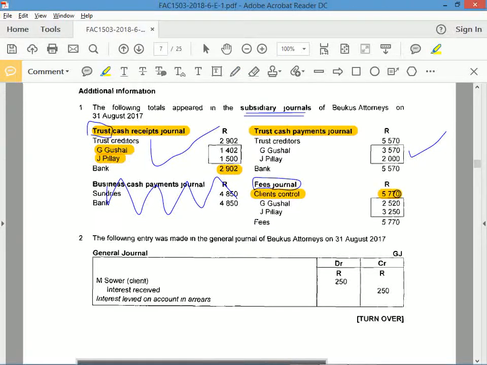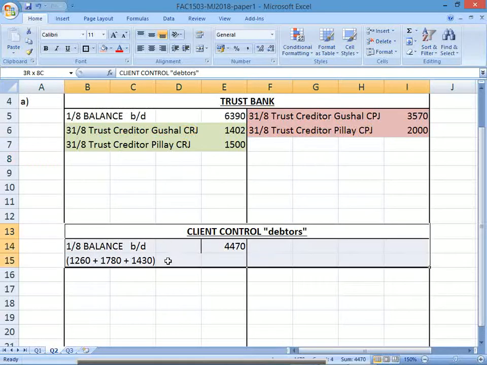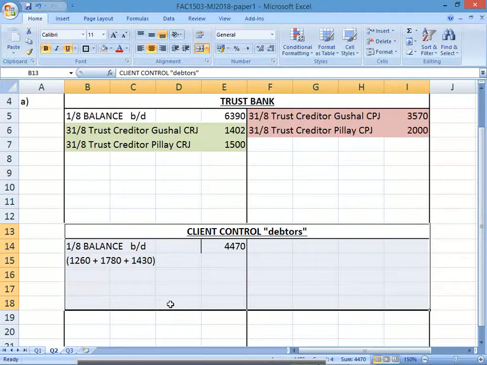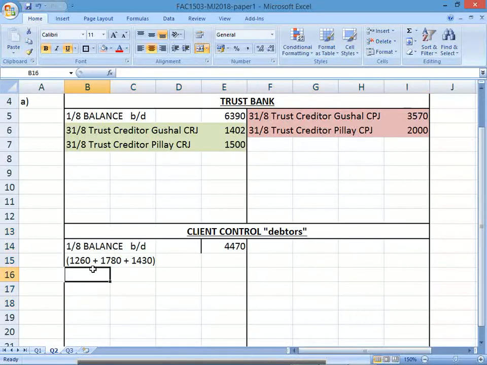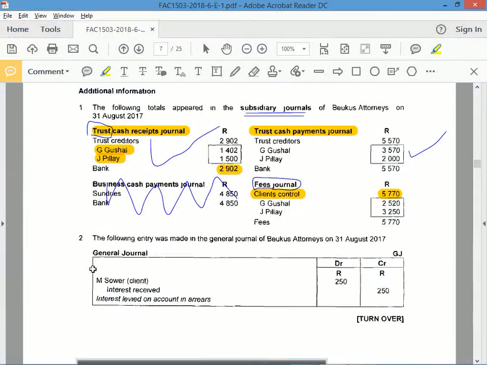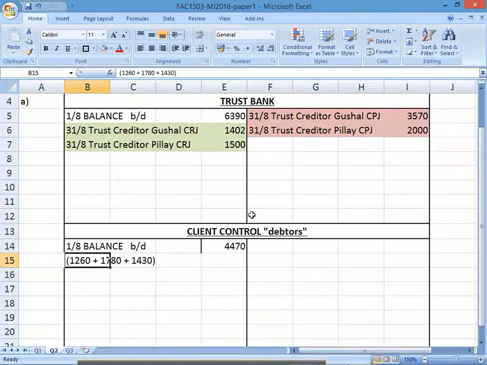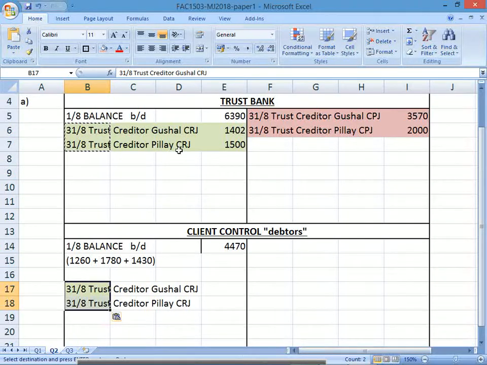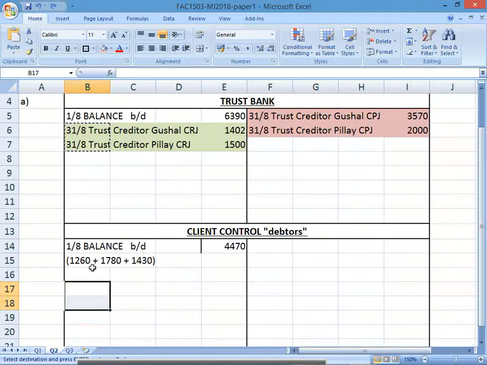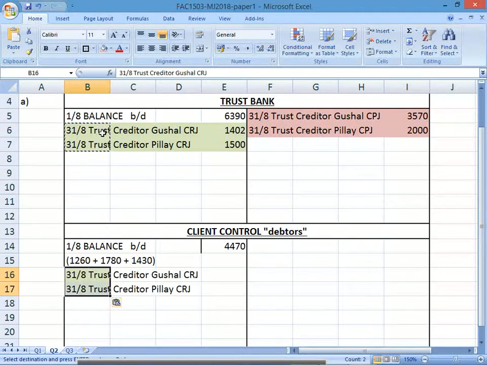So you're charging your clients fees, and then later they'll pay you. You'll get a receipt. What is that going to do to your client control account? If you're charging them fees, it's going to increase your asset, right? Keep it simple. Think about it in an asset form. So G and P are not paying us, we're charging them. They're going to pay us in the future when they pay us their fees.